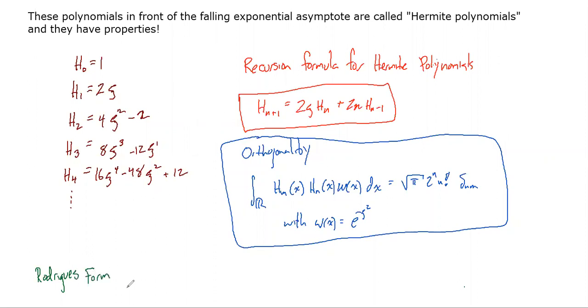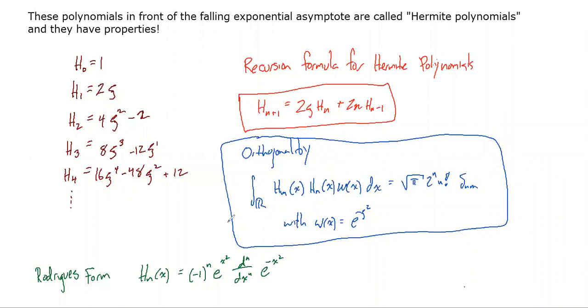So it also has the Rodriguez form, which if you remember from our discussion about Legendre polynomials, was how you make one from taking a successive bunch of derivatives. So you can make the nth Hermite polynomial by taking derivatives of exponentials.